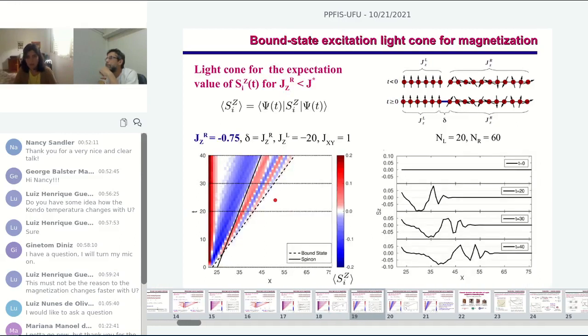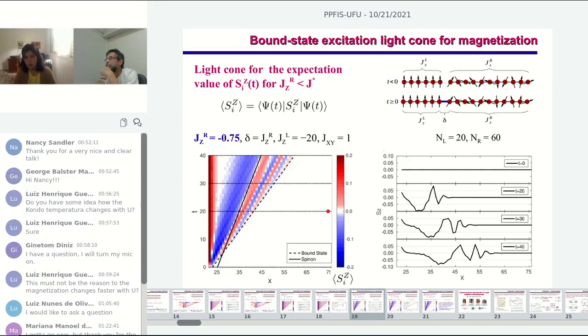So let's change Jz. Now Jz is much smaller, smaller than minus 0.3. And now I hope you recognize that the profile for Sz as a function of x changes. Before we had oscillations, now we have some oscillation here for larger values of x. So it's again the same thing. The color here is the magnetization as a function of time and x.